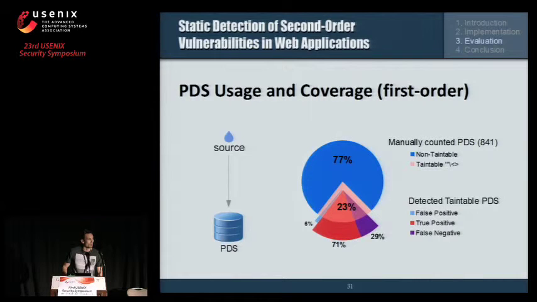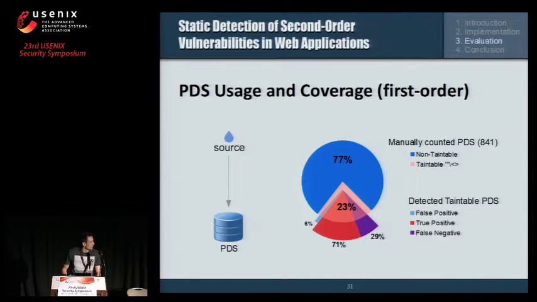Then we divided our evaluation into two steps because our prototype does two steps as well. We first wanted to find out how many persistent data stores are used by the applications we chose, and whether they are really taintable or not. Taintable for us means we can inject certain markup characters that are needed for exploitation, for example, single quotes or double quotes or whatever.